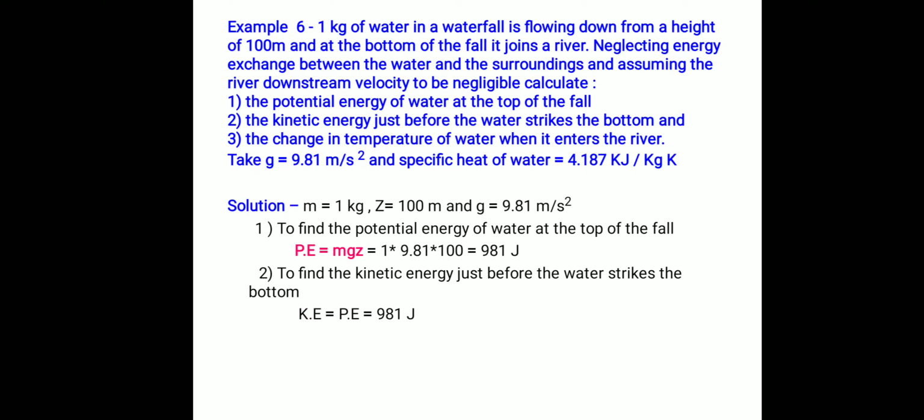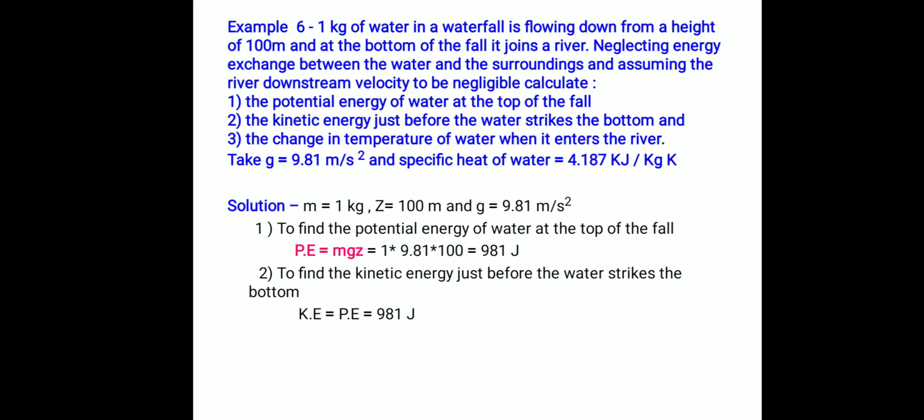The given data is g equal to 9.81 meter per second square and the specific heat of water, that is Cp, is equal to 4.187 kilojoules per kgK. Now in the example, mass is given, that is 1 kg of water, right, and it is falling from the 100-meter height.